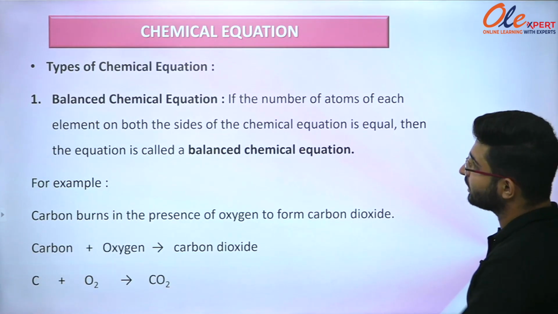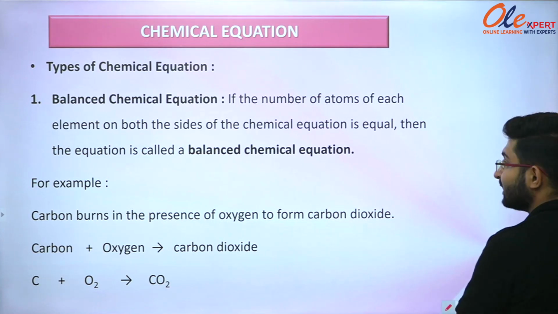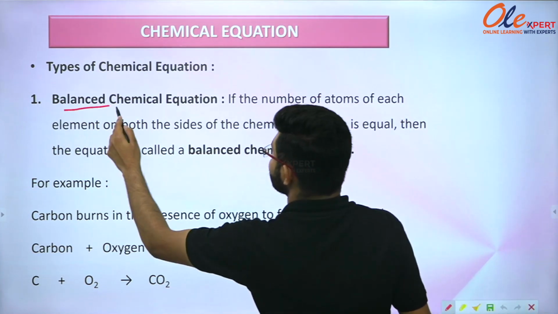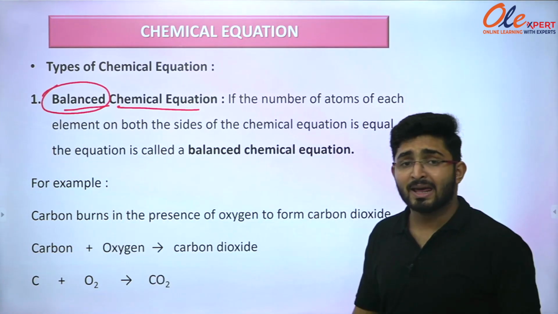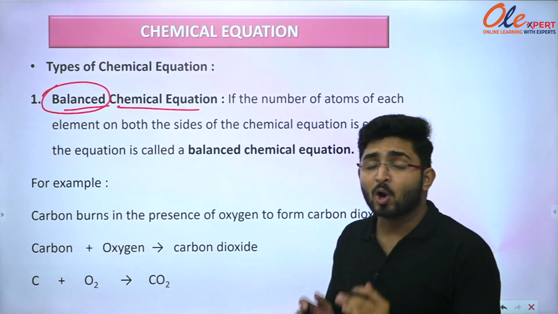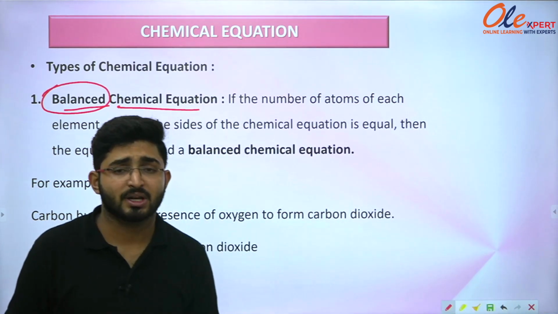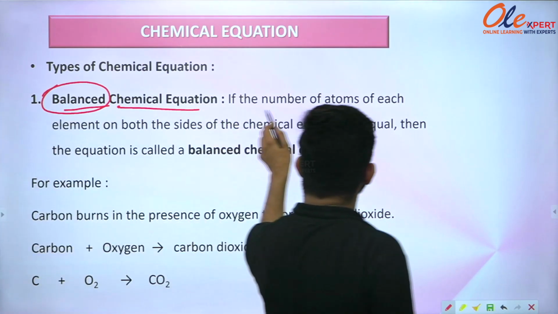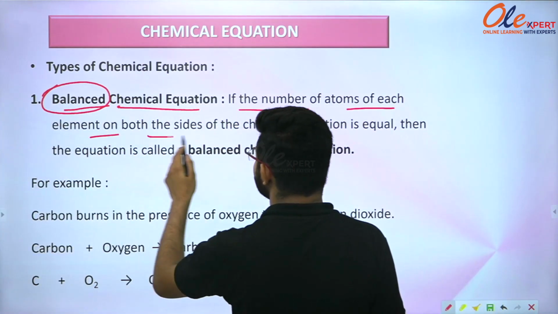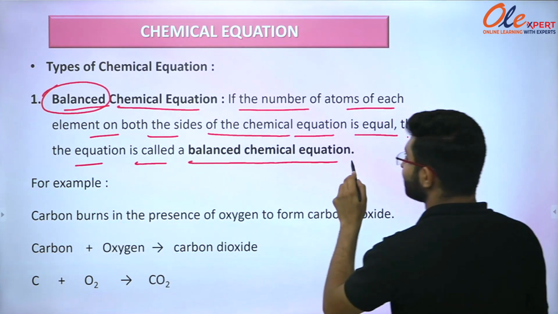Now we are going to move on to the types of chemical equation that are given on your screen. The first type is the balanced chemical equation. The word suggests the meaning of a balanced chemical equation. Whenever the atoms of all the elements are equal on both sides of a chemical equation, that equation is known as a balanced chemical equation. If the number of atoms of each element on both sides is equal, then the equation is called a balanced chemical equation.